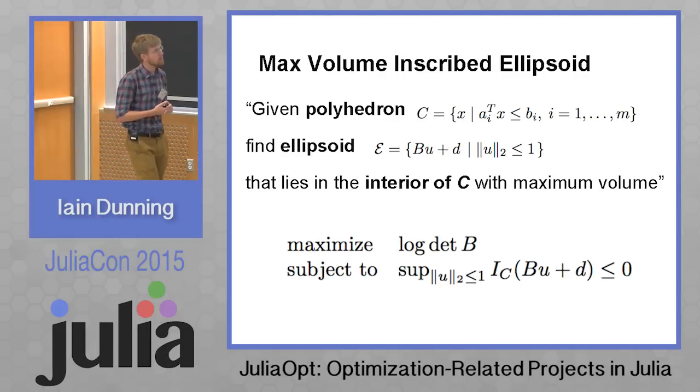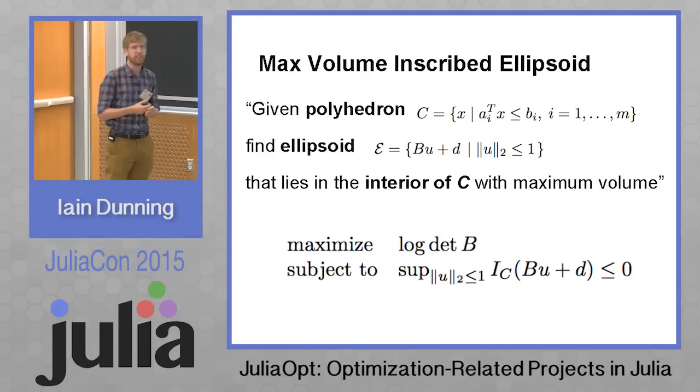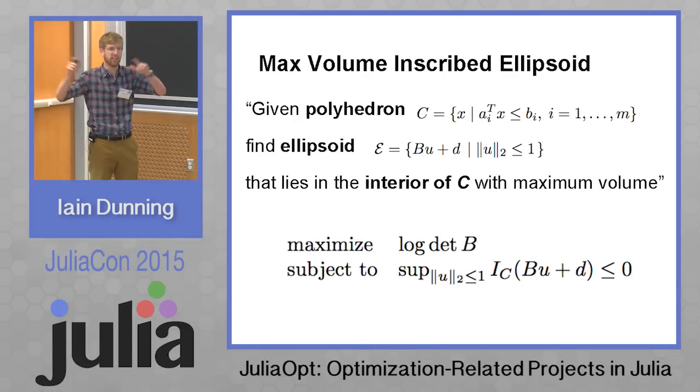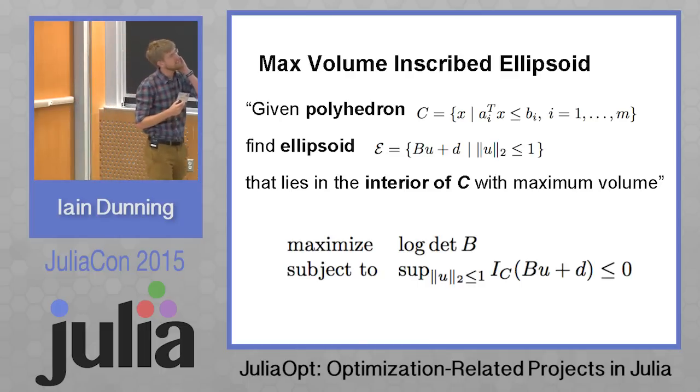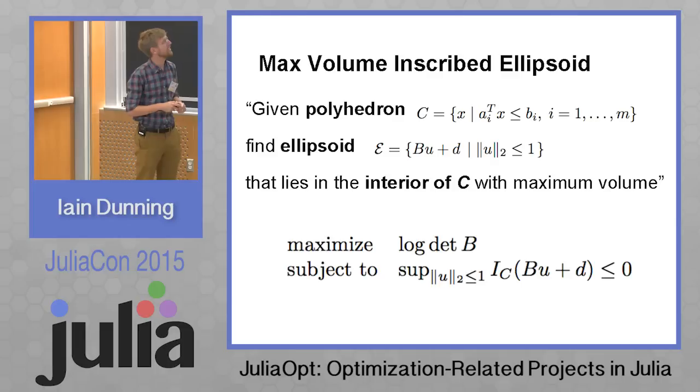So why are we maximizing the log determinant of B? The determinant of B is the product of the eigenvalues, which you can think of as how far we're stretching in each direction. And the log determinant of B you can basically think of as a proxy for the volume. I can't remember if it's an upper bound on volume or whatnot. Let's just say it's the volume. I don't want to get myself saying something stupid. So that's what we want to maximize. This is basically equivalent to this problem here.